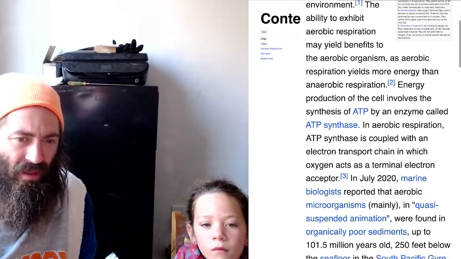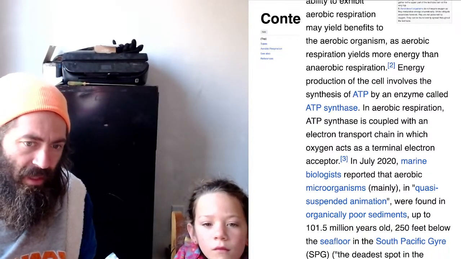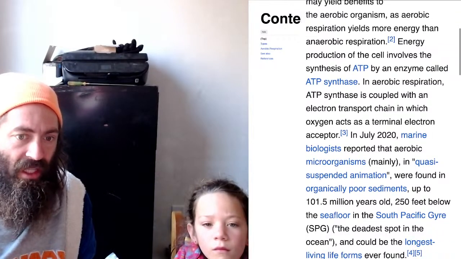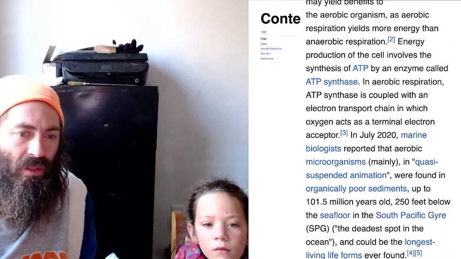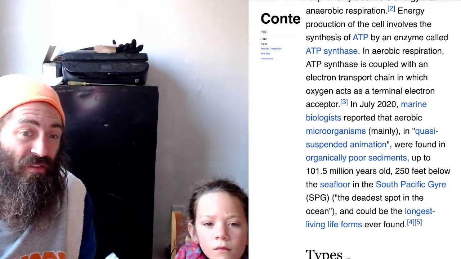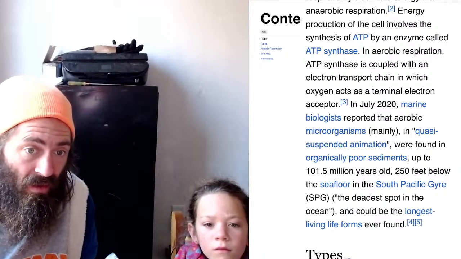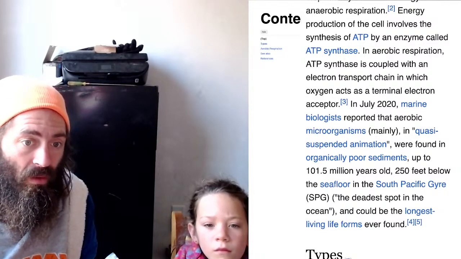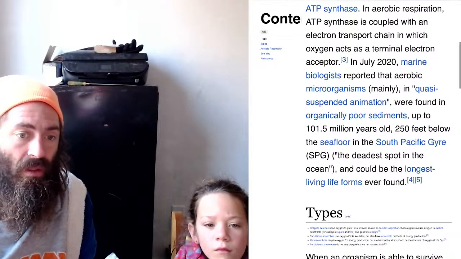Okay, so aerobic microorganisms, mainly in quasi-suspended nature, were found in organically poor sediments up to 101.5 million years old. Okay, the deadest spot of the ocean could hold the longest living life forms ever found. Whoa. Jeez Louise.